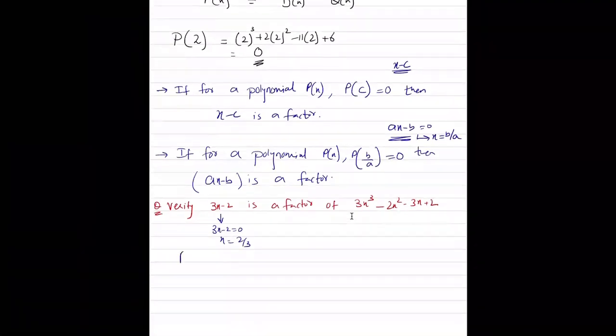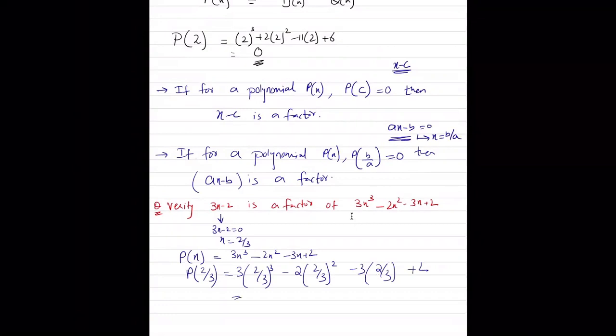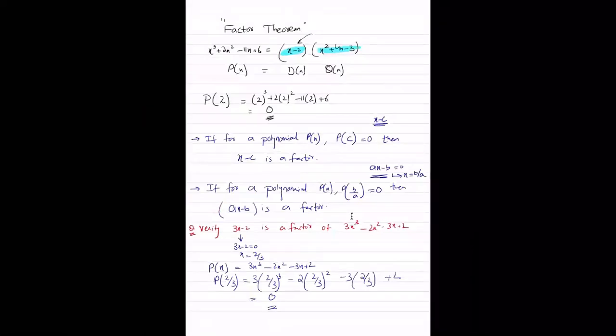So in the polynomial, that was 3x cube minus 2x square minus 3x plus 2, you are going to plug in 2 upon 3 over here. And this should come out to be 0. Yeah, it's 0.